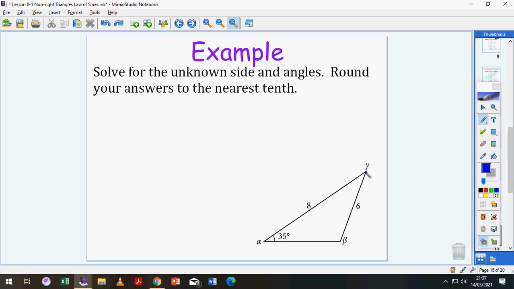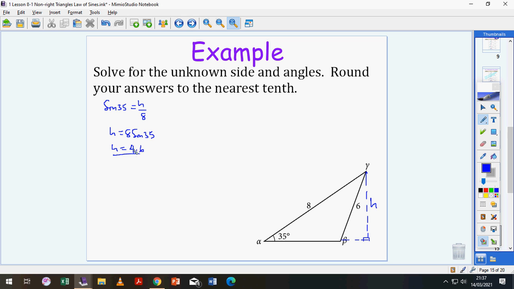And I know that's the height of the triangle. So I know that sine of 35 will equal the height divided by 8. That means the height is equal to 8 sine 35, which is 4.5. So just say 4.6 to round it up. 4.6. That's the second side, which is the 6.